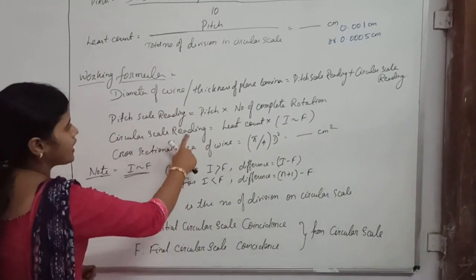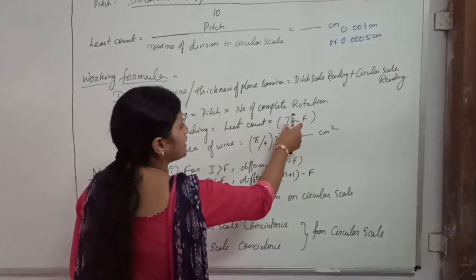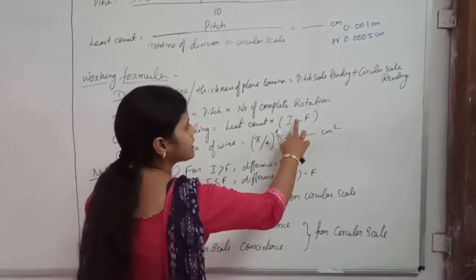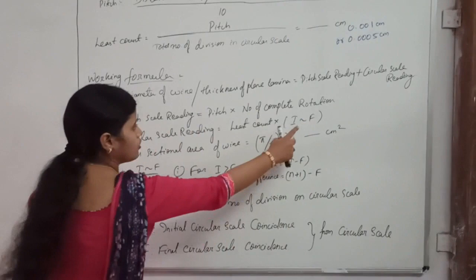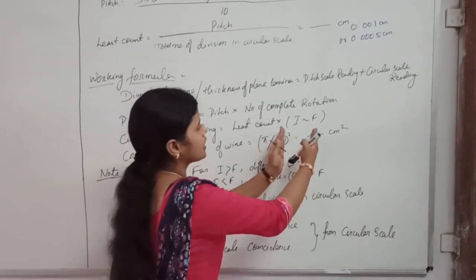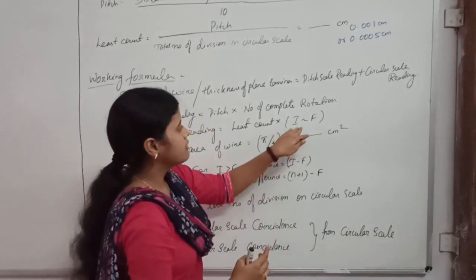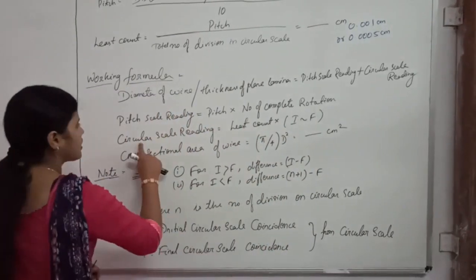Then the circular scale reading is least count into the difference between initial and final. This sign indicates the difference. This is not a minus sign. I will tell you the meaning of this, but for now just understand that this is the difference between the initial and final, into the least count, which will give you the circular scale reading.